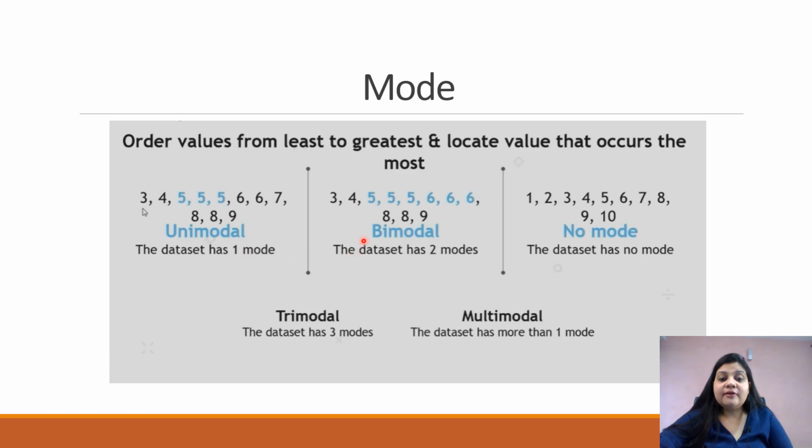In the next case, we can see that there are two elements, 5 and 6, which occur with the same frequency. So we have two modes here and it is referred to as a bimodal system. In this particular data set, all elements are distinct and no one is repeating itself, so we don't have any mode. In a trimodal system, we have three modes, and in a multimodal system, the data set can have more than one mode.